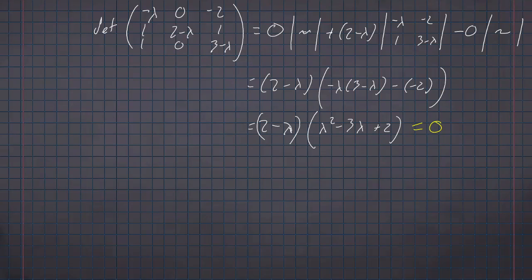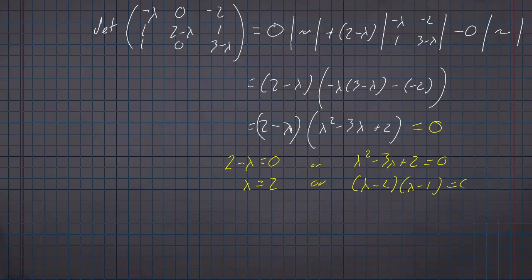This is the characteristic equation. We set that equal to 0. The 0 product rule tells us that either 2 minus lambda is equal to 0, or lambda squared minus 3 lambda plus 2 is equal to 0. And lambda squared minus 3 lambda plus 2, you could use the quadratic formula if you would like, but this factors pretty nicely. It's going to be lambda minus 2 times lambda minus 1.